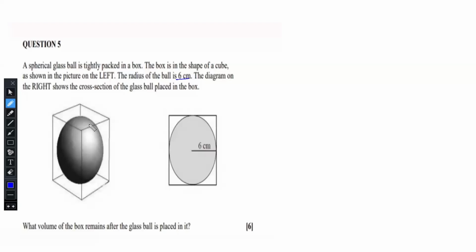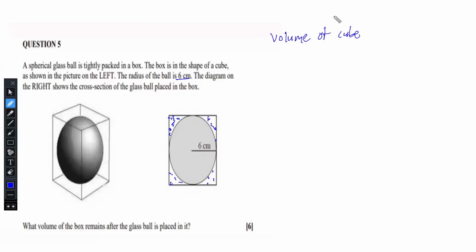Now, this is very simple. We have two figures here, or two shapes. One is a cube, and the other one is a spherical glass, or a sphere. What we can do is calculate the volume of the cube, and then also calculate the volume of the sphere. Take the volume of the cube, subtract the volume of the sphere, and what you have remaining is obviously the volume that remains after the glass ball has been placed in it. So simple stuff. Okay, so we'll start by saying volume of cube.